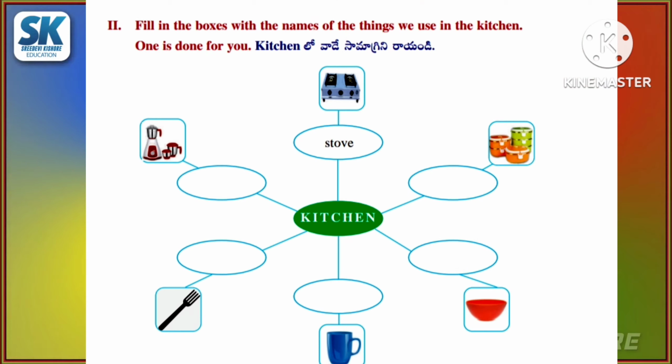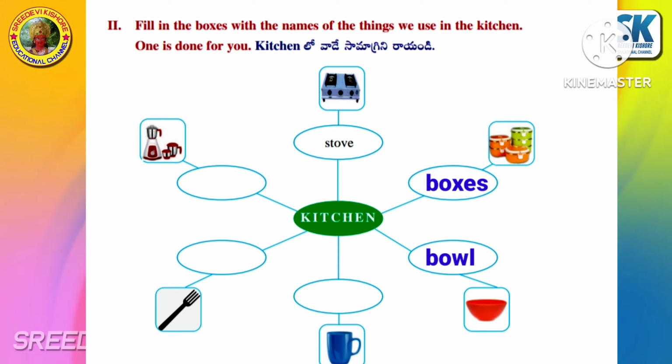Fill in the boxes with the names of the things we use in the kitchen. One is done for you. Stove. Boxes. Bowl. Cup. Fork. Mixer.